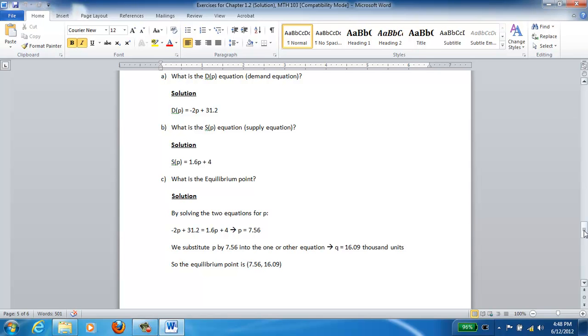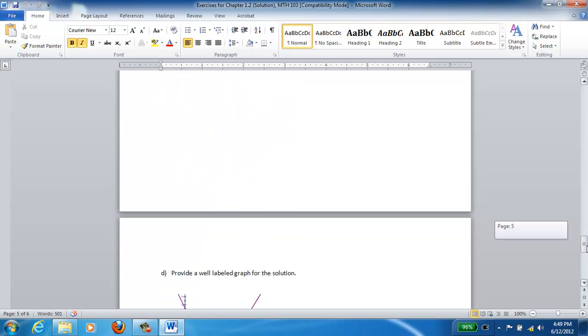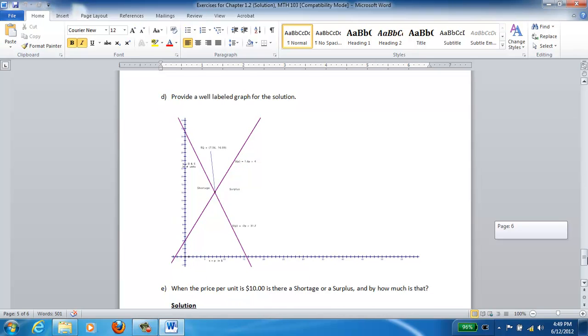When we set the two equations equal to each other, D(P) equals S(P), we get an approximate equilibrium point of (7.56, 16.09). That is, at approximately $7.56, an equilibrium of approximately 16.09 thousand units. In looking at the graph on the next page, we see that the demand and supply are graphed on the vertical axis, and on the x-axis the price in dollars is graphed.